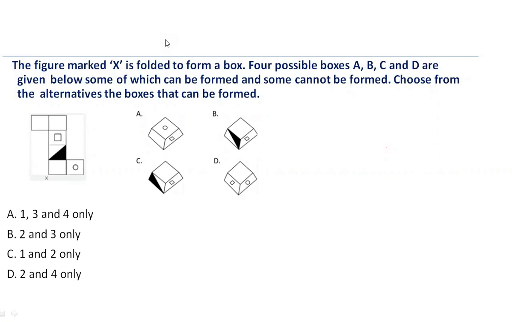The figure X is folded to form a box. Four possible boxes A, B, C, D are given below, some of which can be formed and some cannot be formed. Choose from the alternatives the boxes that can be formed.